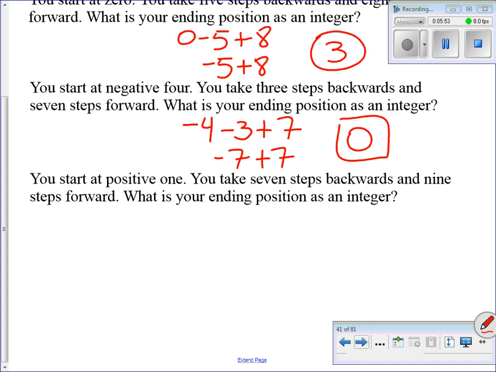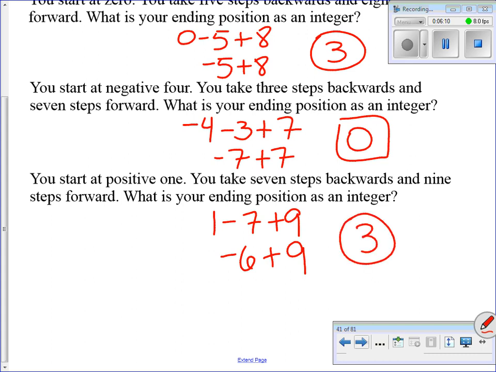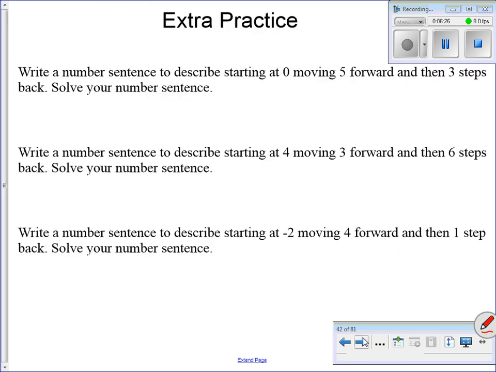Your integer expression should be written as 1 minus 7 plus 9, which is also equivalent to -6 plus 9, and -6 plus 9 is equivalent to the integer 3. Again, please at this point pause the video and make any necessary corrections needed. If you feel comfortable and all of these are accurate, please go on to the extra practice slide at the bottom of page 20, which looks like this.